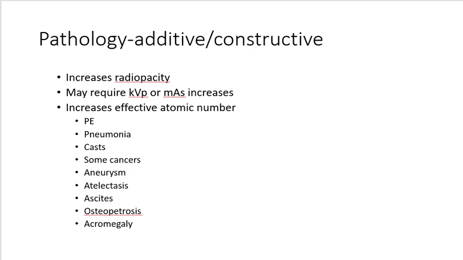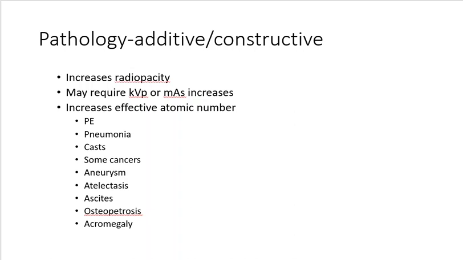So if you add examples of additive or constructive tissues, they increase radiopacity, and may require an increase in KVP or mass depending on what kind of tissue you have. So they increase the effective atomic number, or the Zeff number. Pleural effusion would be an example: fluid where there should be air. So it would increase the tissue density and decrease radiographic density in the lung.